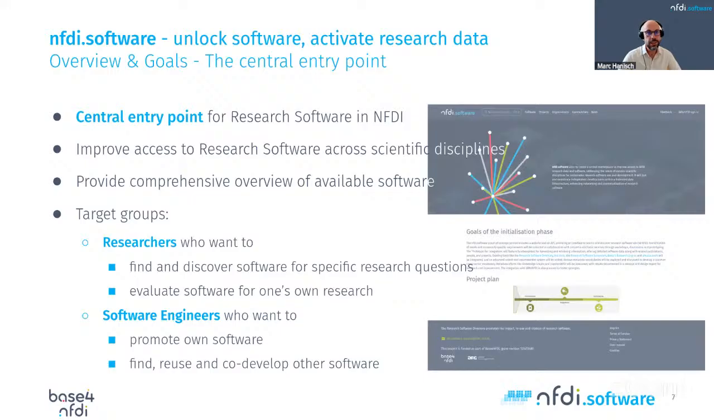Now let's have a deeper look at our goals. As our mission is to create a central entry point for research software, nfdi.software will improve access, usability, and reusability of research software across all scientific disciplines. We want to offer a comprehensive overview of tools and their links to research artifacts and resources. We have therefore identified 2 target groups whose needs we align our goals with: researchers who need to efficiently find and evaluate software for their research, including citation guidance, and software engineers who can promote their work and easily find, reuse, and contribute to other software, fostering collaboration.